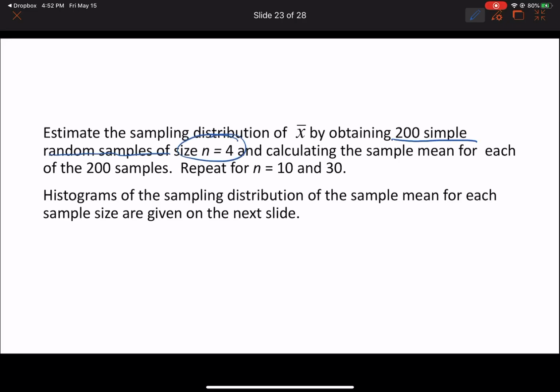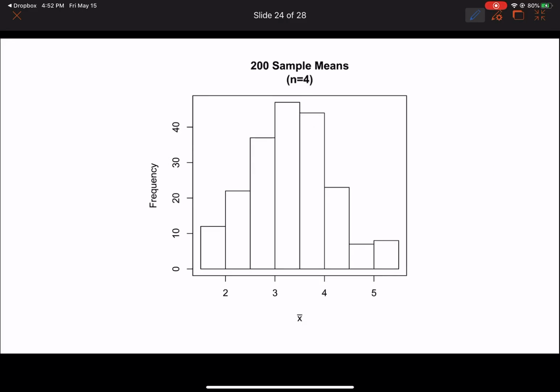The sample size is 4, and I'm going to calculate the sample mean for each of the 200 samples and then get the means of all of that, and then I'm going to repeat for 10 and 20. Let me show you what happens to these distributions as we start finding our means of means. So here's 200 sample means where each sample is 4.